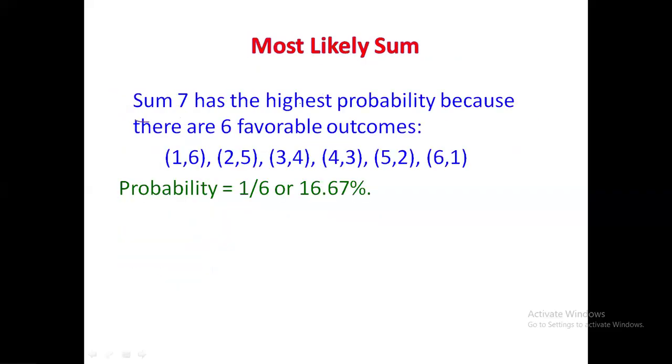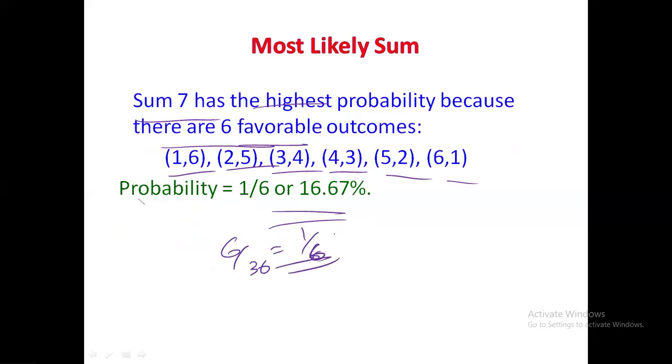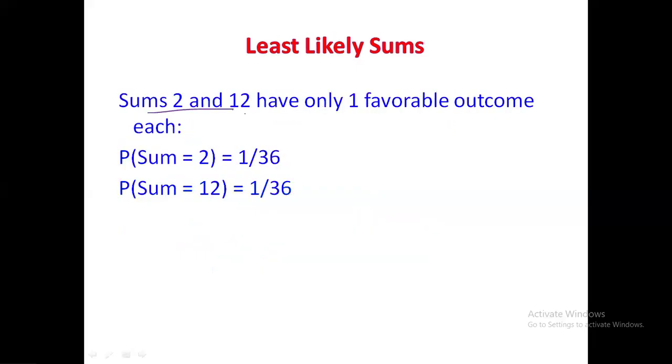And sum 7 has the highest probability because there are 6 favorable outcomes: 1 6, 2 5, 3 4, 4 3, 5 2, 6 1. So the probability is 6 divided by 36, which is equal to 1 by 6. In terms of percentage, you will get 16.67. Sums of 2 and 12 have only one favorable outcome each, 1 comma 1 and 6 comma 6, so we write 1 by 36 and 1 by 36.